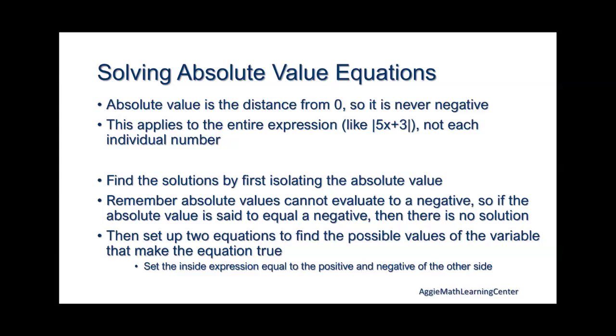So to find the solutions, we're going to start out by first isolating the absolute value, make it by itself. And then we need to remember absolute values cannot evaluate to a negative. So if you get the absolute value equals like a -2 or something, then there's no solutions. And assuming it is positive at the end, then what we're going to do is set up two equations where what's in the absolute value equals the positive number, and what's in the absolute value equals the negative of whatever number it equaled.